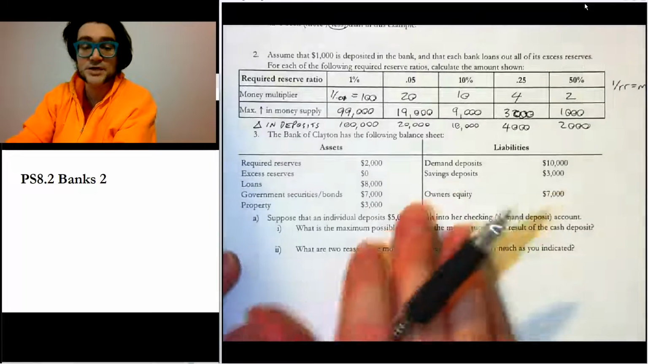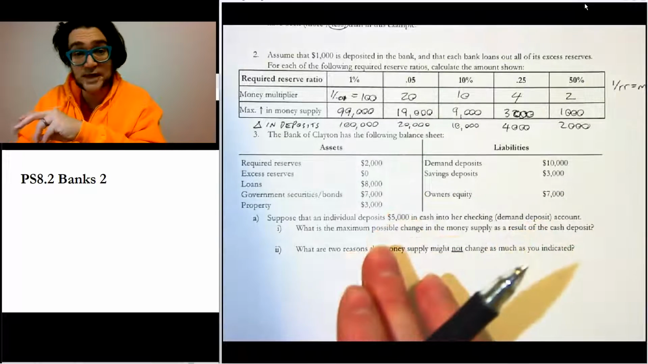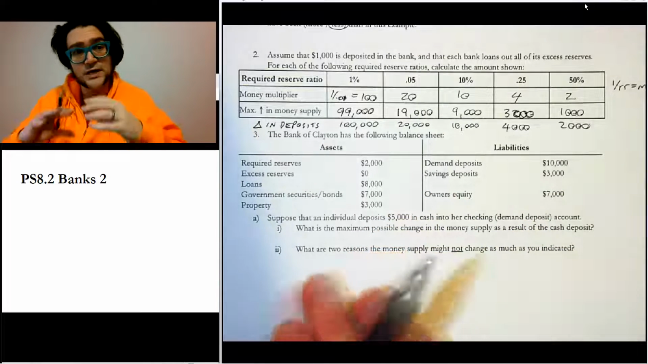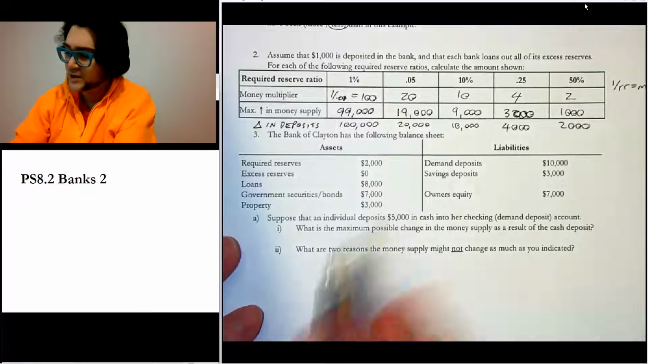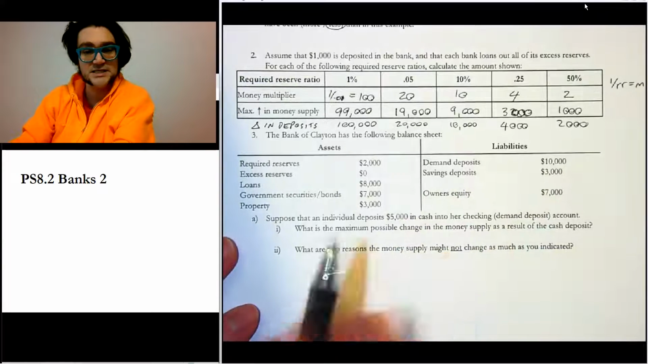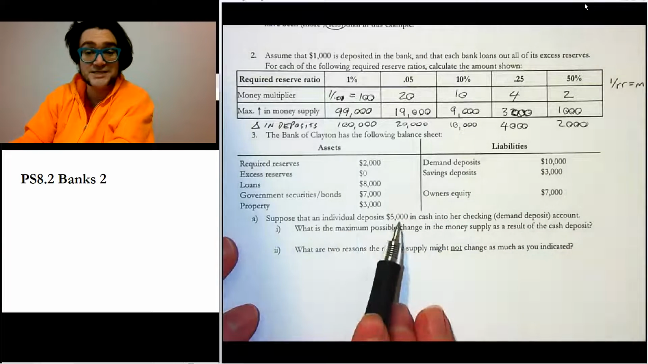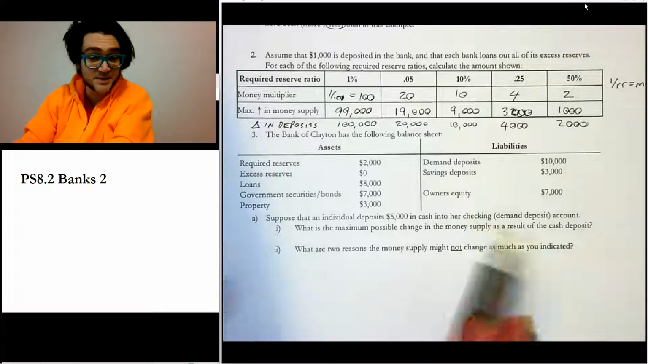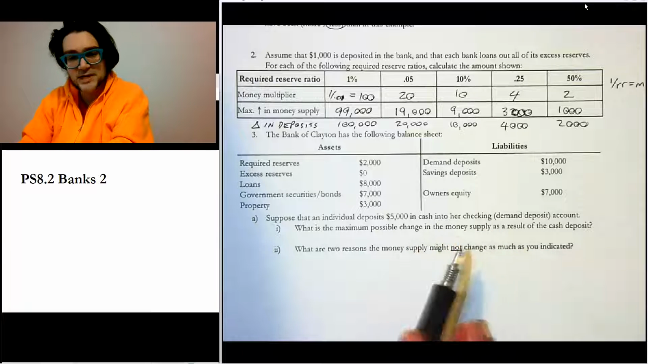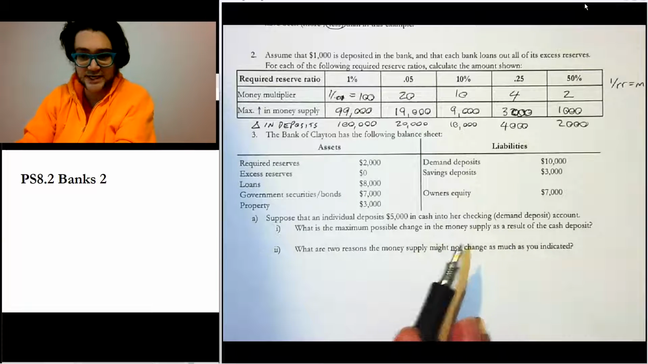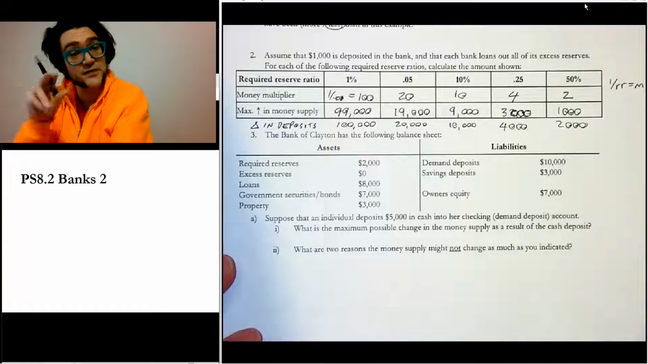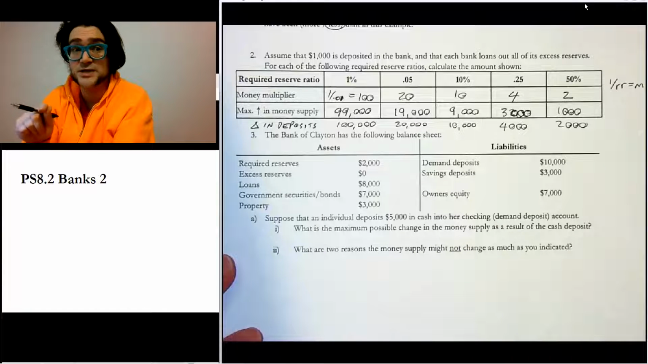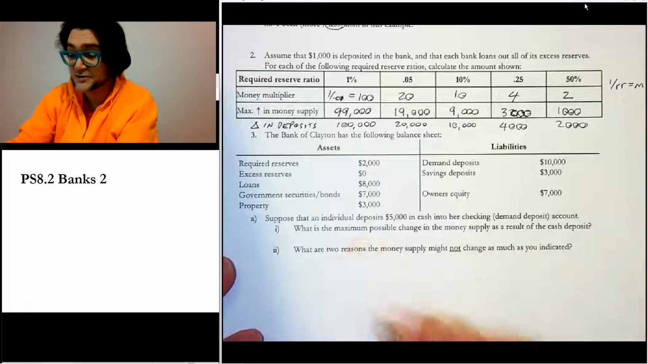All right, now let's take a look at the Bank of Clayton. This is actually the same balance sheet that we looked at a couple of videos ago. It's just more questions from that AP problem that we're working through. So it's the exact same assets and liabilities. And it says, suppose that an individual deposits $5,000 in cash in their demand deposits. What's the maximum possible change in the money supply as a result of the cash deposit? And then what are 2 reasons the supply might not change as much? And in fact, that's exactly what the question was on the AP that year. And so we can tackle this part first.